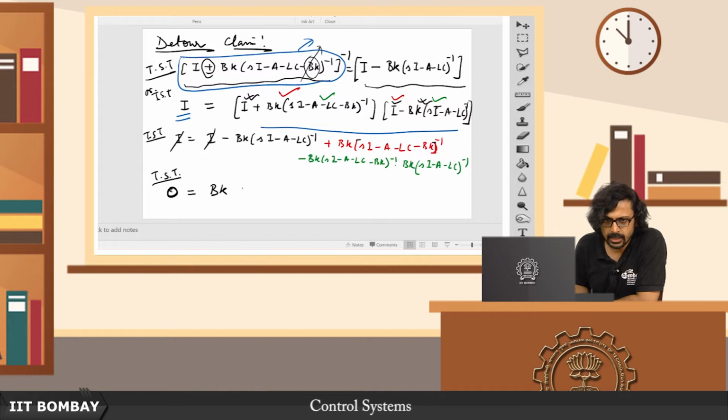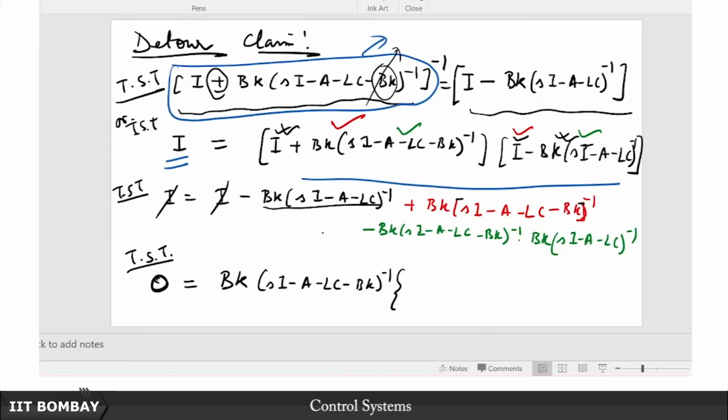Let me take bk times (Si minus A minus Lc minus bk) whole inverse common from the left. What will I then have left? Let's start with the simplest term. This is identity. What about this term, how do I recover this term?